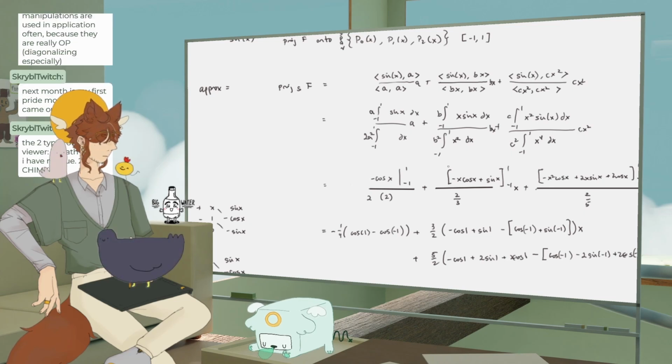Chicken on screen. 2 types of viewer. 1, math jargon, I have no clue. 2, OG chicken. I love both of you, though. That's great. I love chickens.